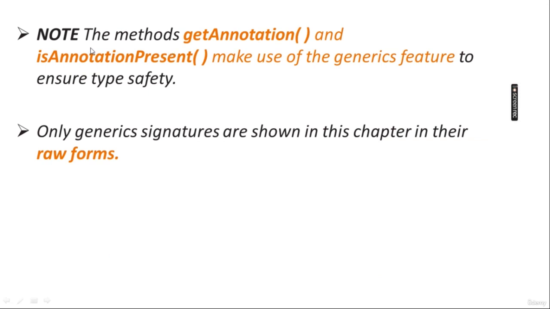The getAnnotation and isAnnotationPresent methods make use of the generics feature for type safety. So when we are learning about generics, we will view it all in detail. Only generic signatures are shown in this chapter in their raw form, so you can have compile time errors or compile time warnings. When we view generics in detail, we will understand it in detail.